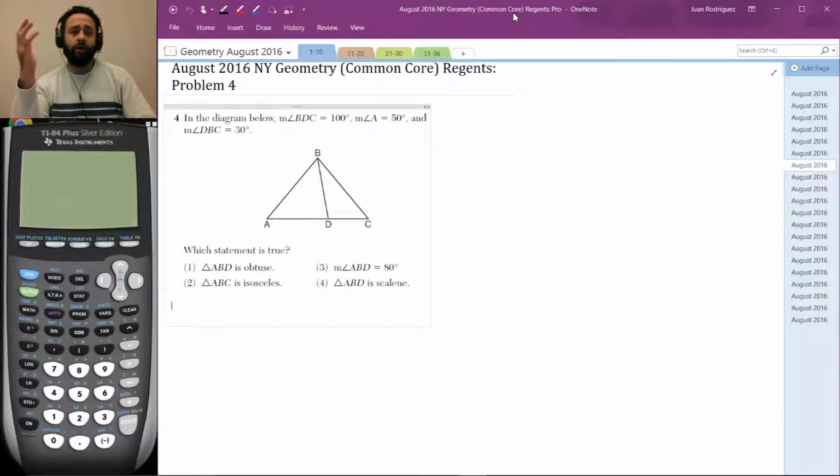Today we're working on the August 2016 New York Geometry Common Core Regents problem number 4. If you want to access these exams, go to nysedregents.org. Click on the appropriate tabs.